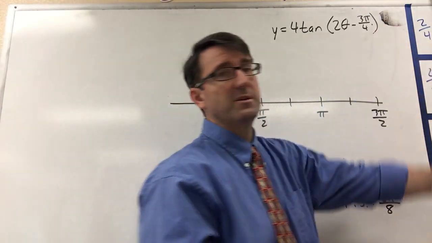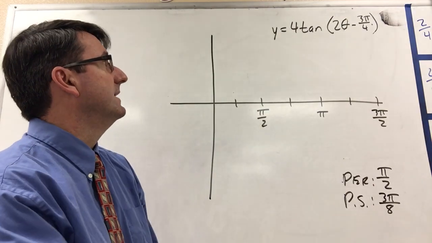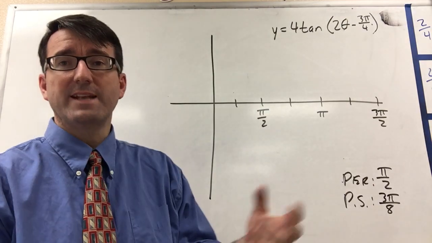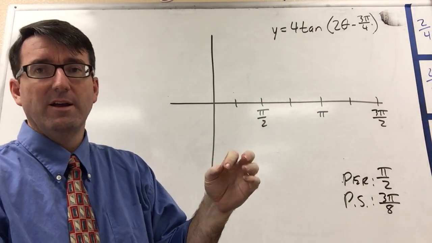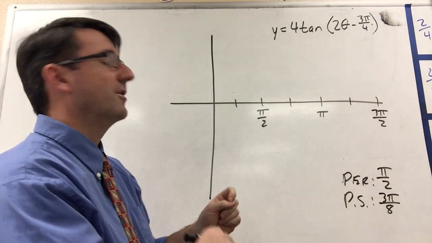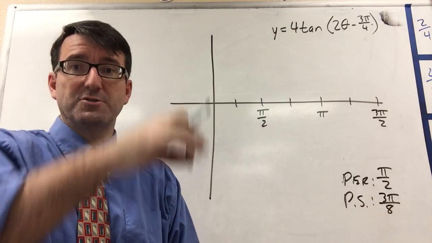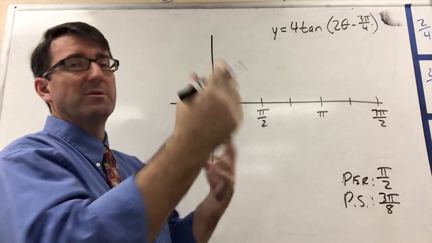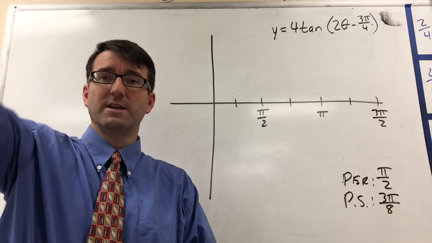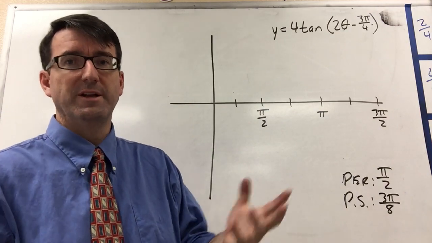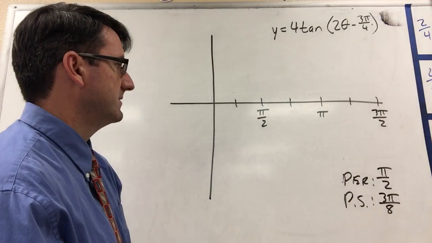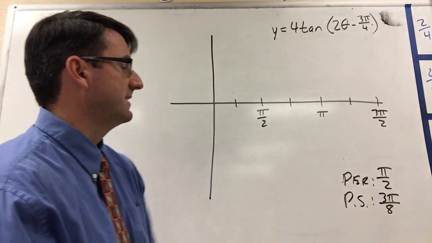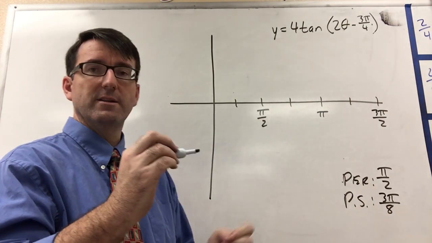We don't have a vertical shift, and there's no such thing as an amplitude for tangent. What this 4 does is it's going to make our curves skinnier because they're going to be stretched vertically. But we don't talk about that as being an amplitude because tangent goes off to infinity in both directions.